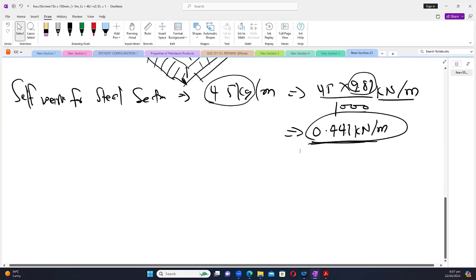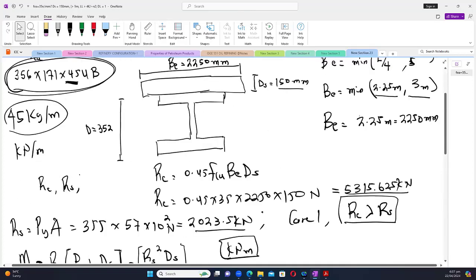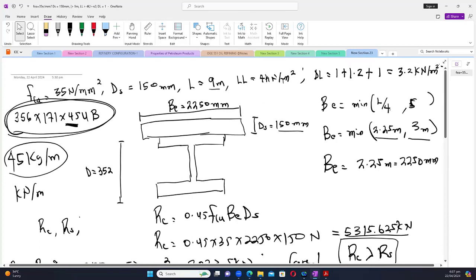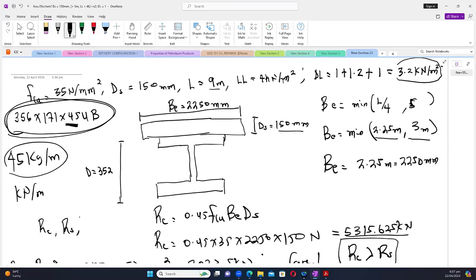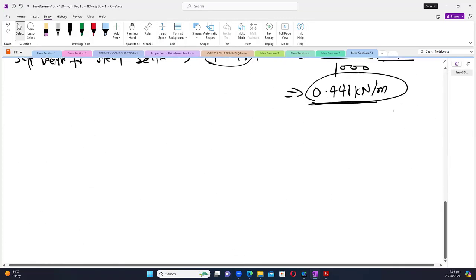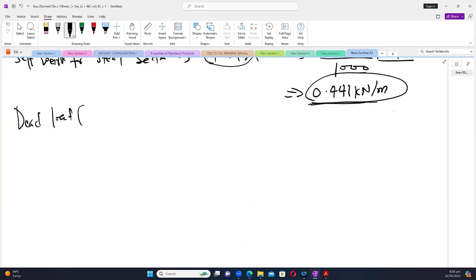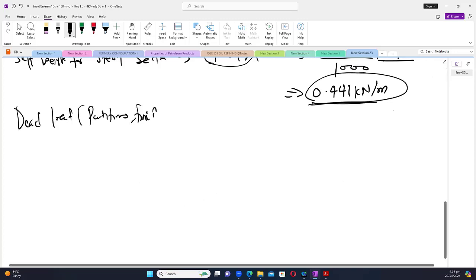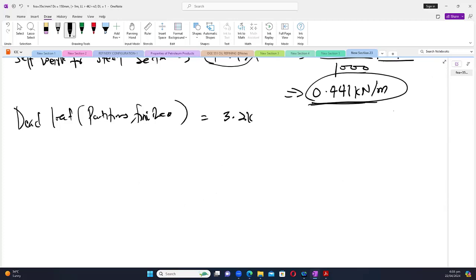We also have dead loads from the finishes and partitions like we did. And we later said that when we add all those dead loads, we're getting 3.2 kilonewton per meter squared. Not kilonewton per meter, but kilonewton per meter squared. So we also have another dead load. We also have dead loads from partitions, okay, finishes, and ceiling or whatever. You know what I mean? And it was currently 3.2 kilonewton per meter squared.